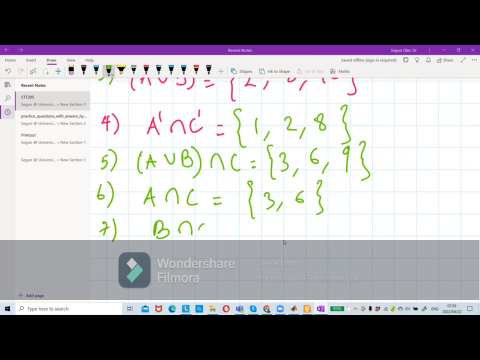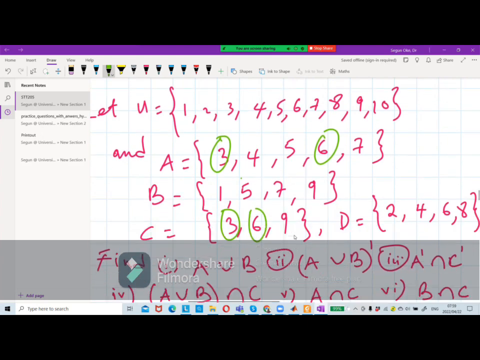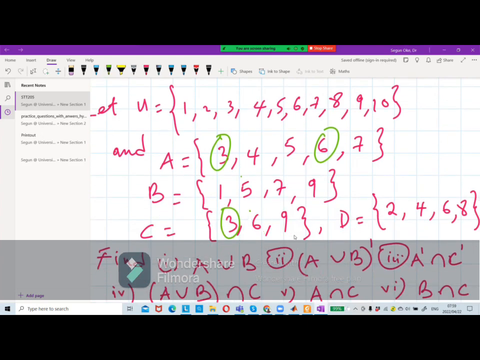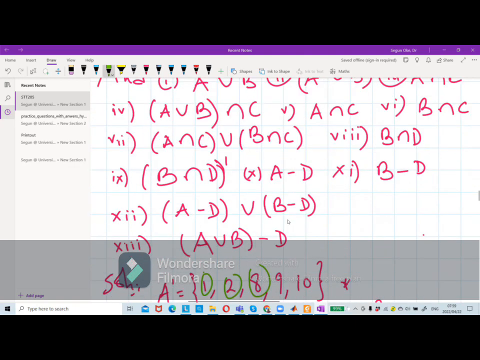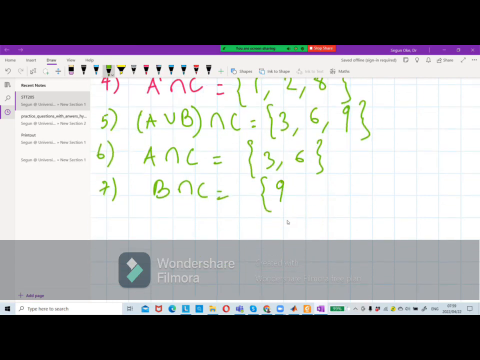B intersection C. Go to B and C. What is common to them? B intersection C. Do you have anything? You have 3 here, no 3 here. Do you have 6 here? No 6 here. Oh, we have 9. 9 is there. 9 is common to both sides. So 9 is here. Remember, when we were doing the definitions, what do we call a single-element set? A singleton, a unit set. So please take note of that.